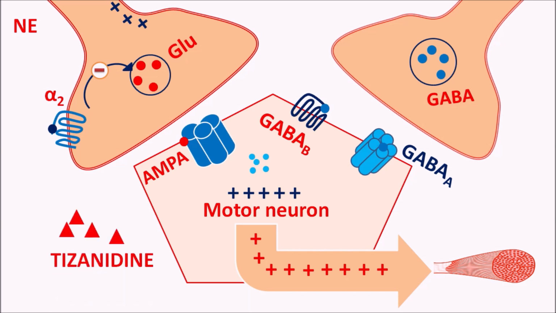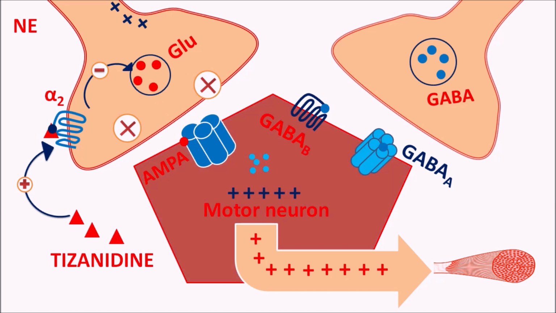So here Tizanidine is one of the drugs which acts as an alpha-2 receptor agonist. This drug can bind to these alpha-2 receptors, thereby it can produce inhibition so that the glutamate cannot be released properly, which inhibits the motor neuron activity. In this way, Tizanidine can reduce the muscle spasticity by acting centrally on alpha-2 receptors.